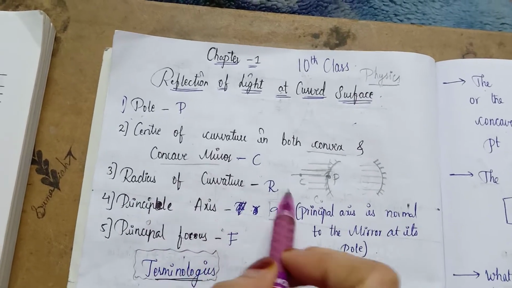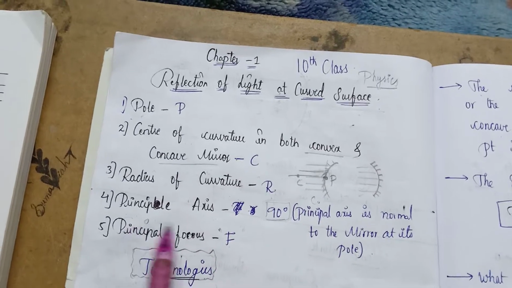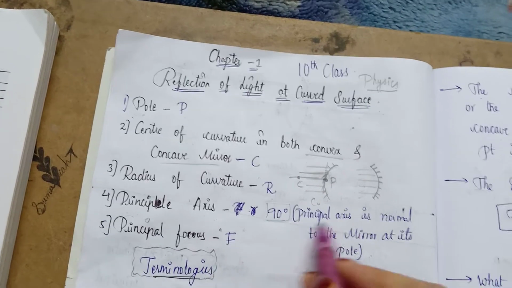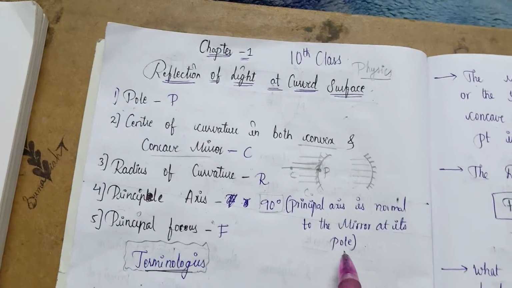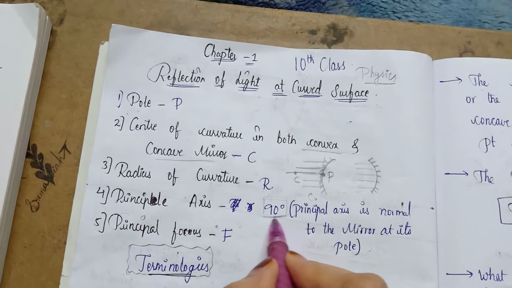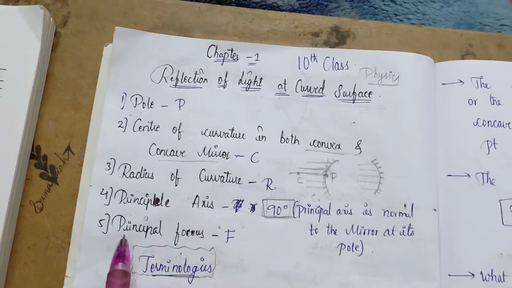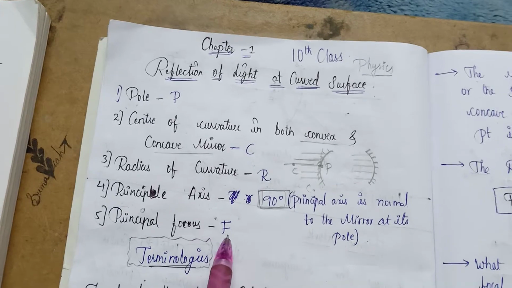The radius of curvature, which is represented by capital R, and the principal axis, which does not represent any letter. It is a line that is normal to the mirror at its pole, and it creates an angle of 90 degrees. It is important, you have to remember this. Okay, let's come to the principal focus, which is represented by capital F.